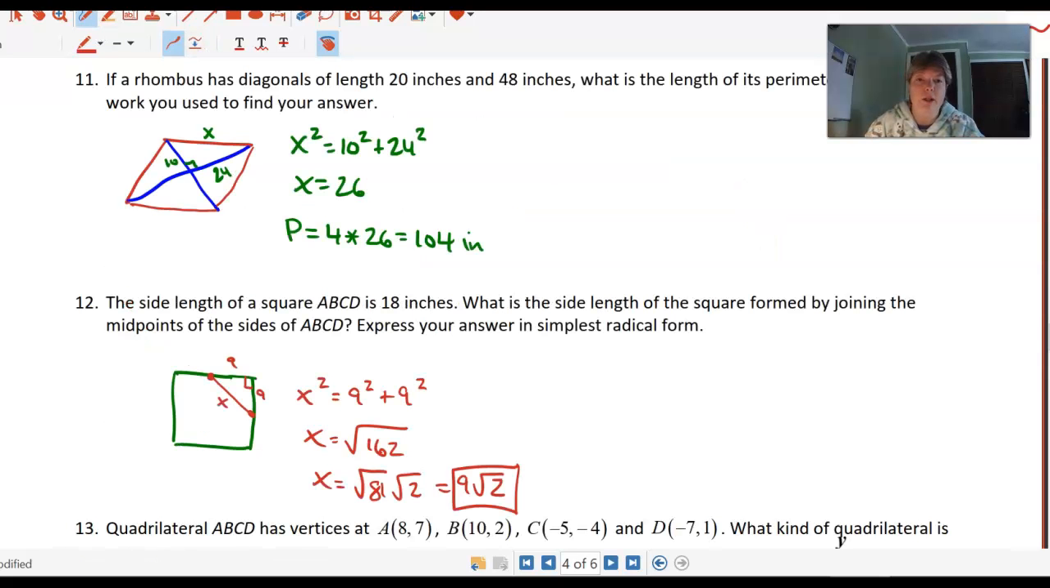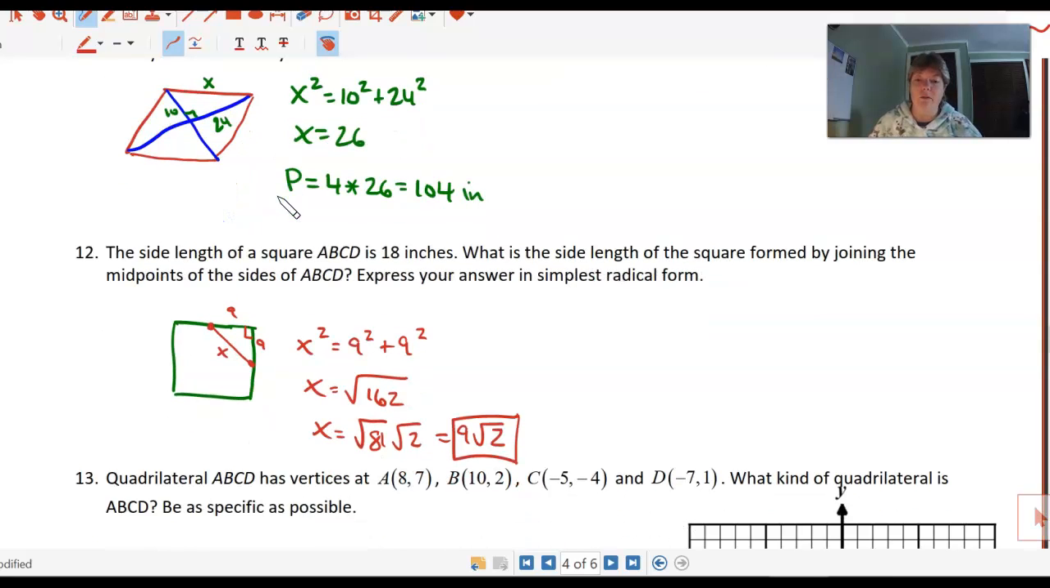All right, and for question 11, we've got a rhombus, so we know all of the sides are congruent, and we also know that the diagonals are perpendicular bisectors of each other. So I know that this is a right angle right here, and I know that this is half of the shorter diagonal, and this is half of the longer diagonal. And now, because I have a right triangle here, I can go ahead and use the Pythagorean theorem to figure out the length of x, and then multiply that by 4 to get the whole perimeter.